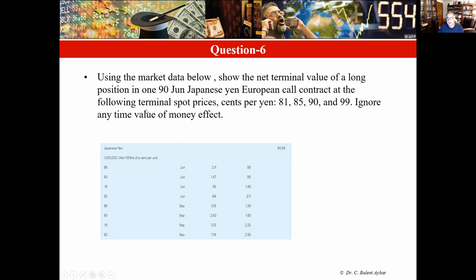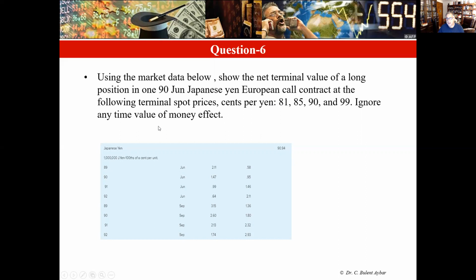And at the expiration, assuming that the following spot prices transpire, what would be the value of the long position under these circumstances? So for each of these cases, we are going to determine what will be the value of the contract that we have with these conditions when the June contract expires.